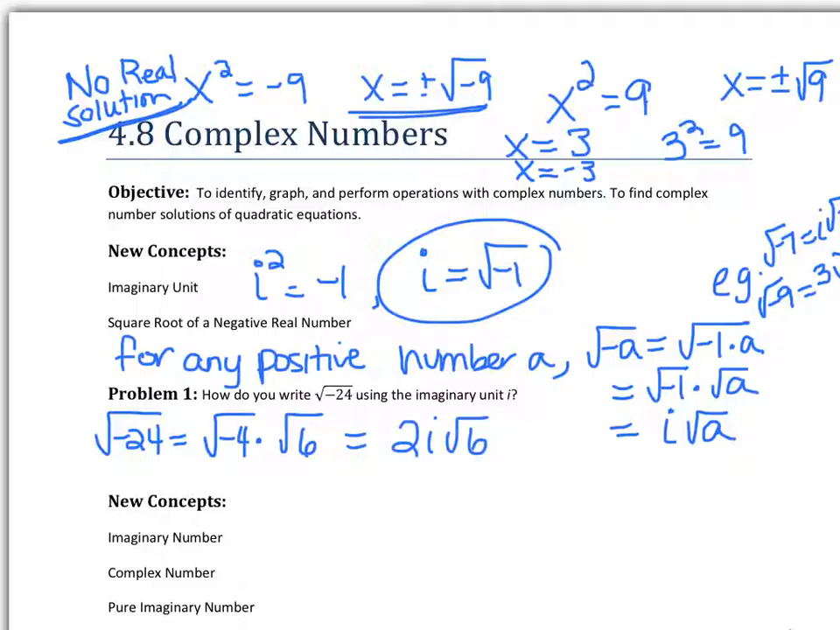Great. Okay. Just get in the habit: if you have a negative under the radical, you have to pull out the negative as an i. You don't want to ever leave a negative sign underneath the radical.